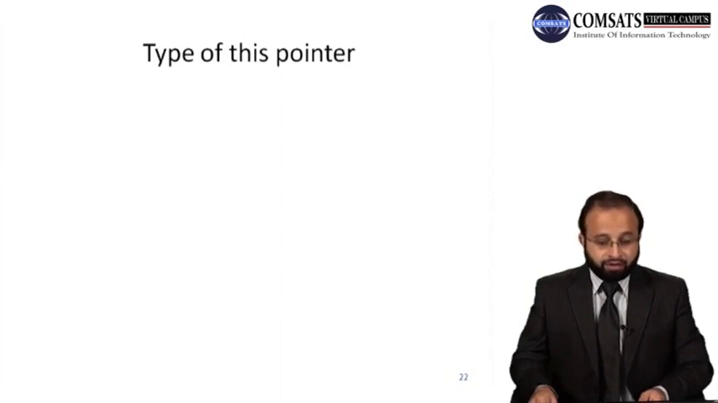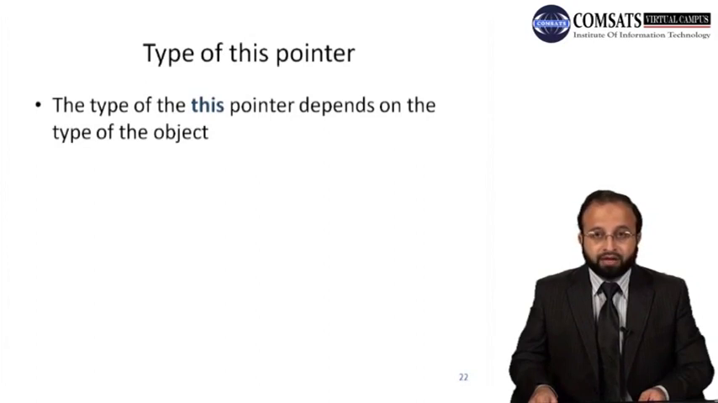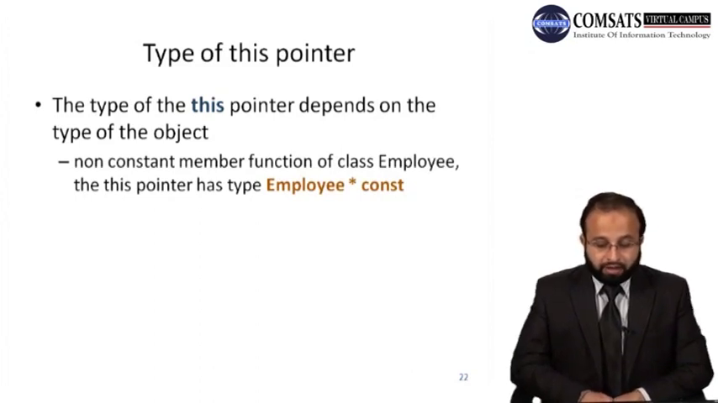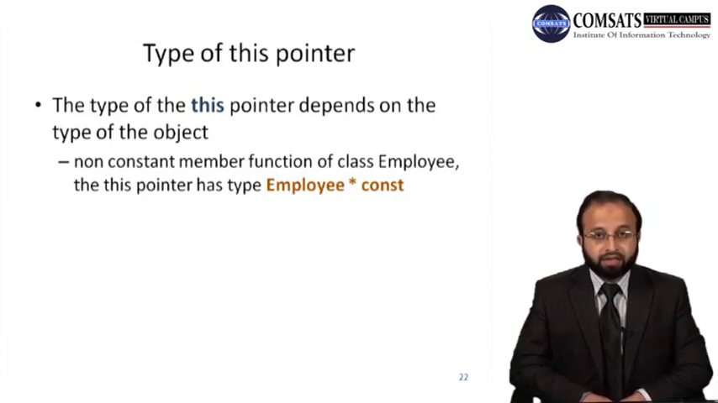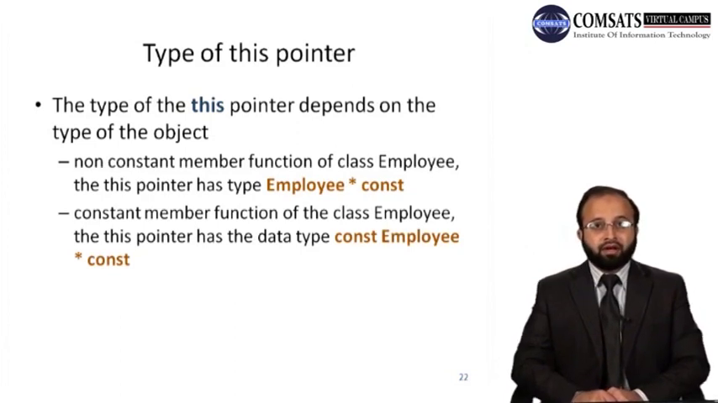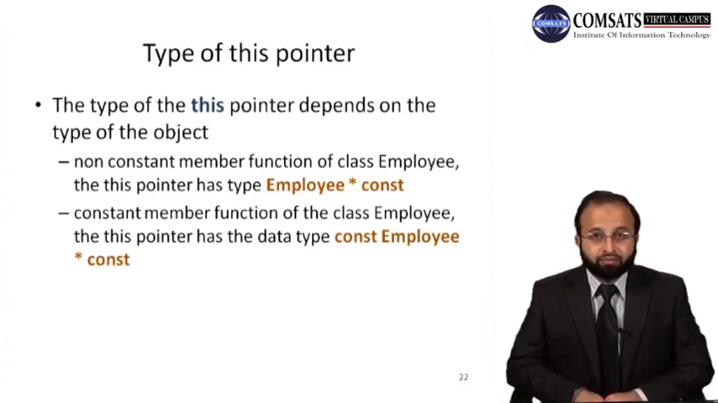Now, what is the type of the this pointer? The type of the this pointer depends upon the type of the object. For a non-constant member function of the class Employee, the this pointer has type Employee * const. So if the function is a non-constant member function of the Employee class, the type of the this pointer will be Employee * const. Now here the pointer is constant but not the object, right? And for a constant member function of the class, constant member functions are called by the constant object, and a constant object cannot call the non-constant member function, right?